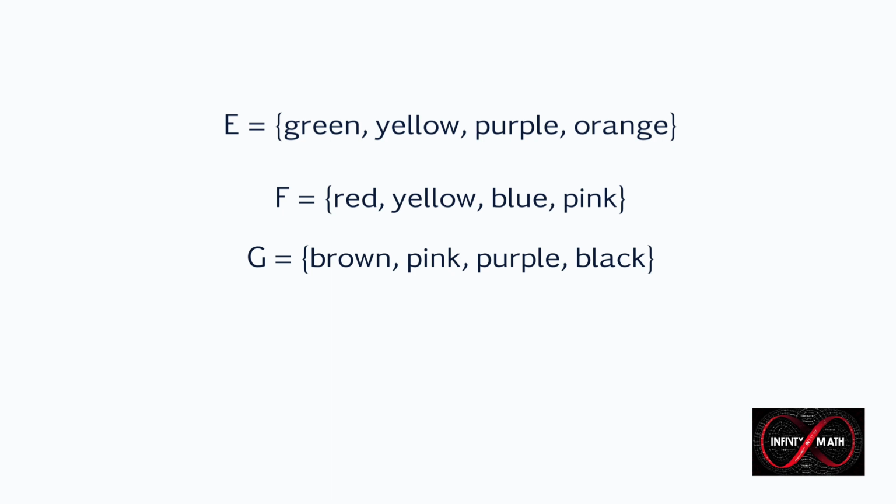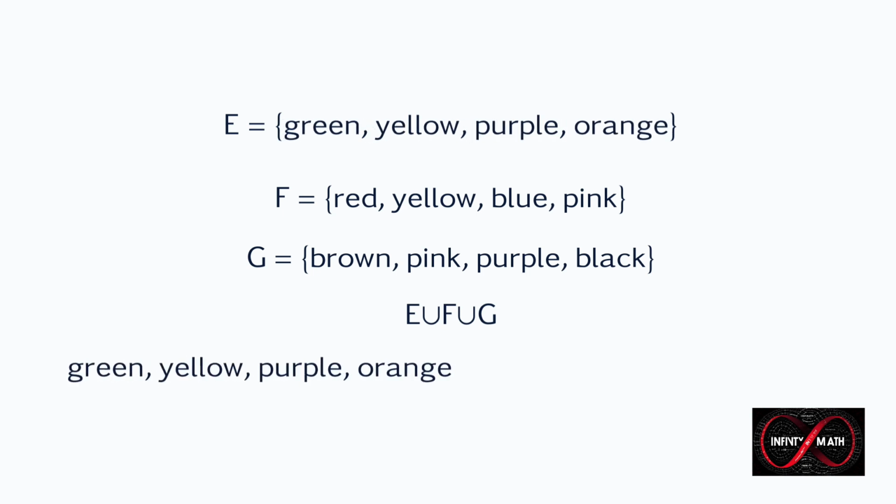You want to find the union of these 3 sets, which is E union F union G. Let's look at one set at a time. That way you make sure that no elements are left out, and just as importantly, you make sure that there are no duplicates. Let's start with the elements in set E and make a list. You can take all the elements from set E into the union.